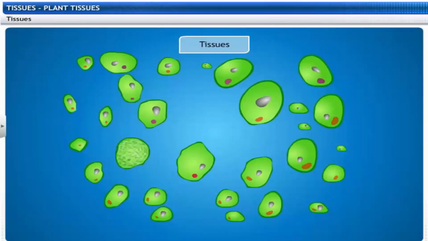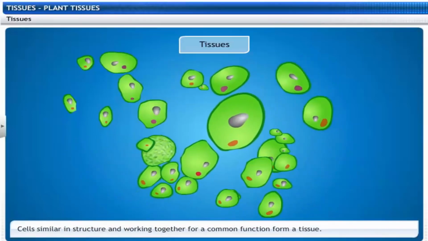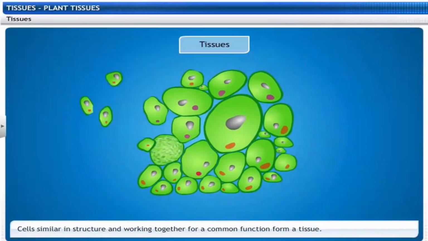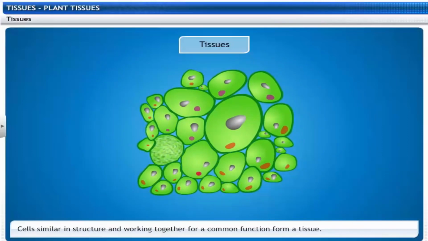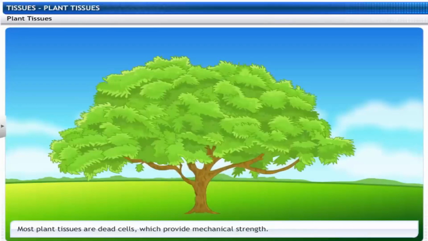What are tissues? A group of cells that are similar in structure and that work together to achieve a particular function forms a tissue. Plants are stationary, and so some of the tissues they have are dead cells, which provide mechanical strength.